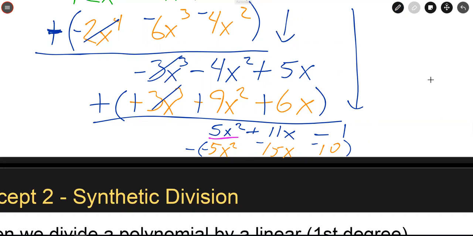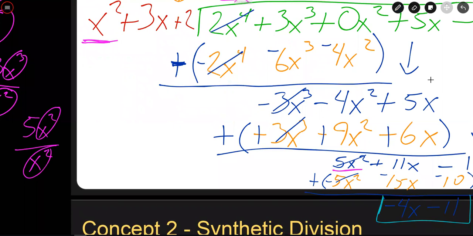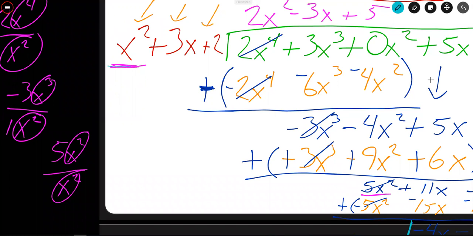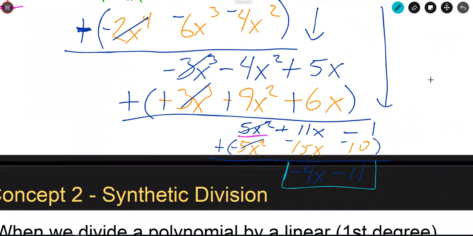Let's get rid of the pluses there. Turn this from negative to positive. And again, these cancel. 11x minus 15x is negative 4x, and negative 1 minus 10 is negative 11. This value here at the bottom, its degree is now lower than the divisor. I've got a first degree down here, so I can't divide anymore. I've got a second degree for my divisor. So this last value here at the bottom is my remainder.